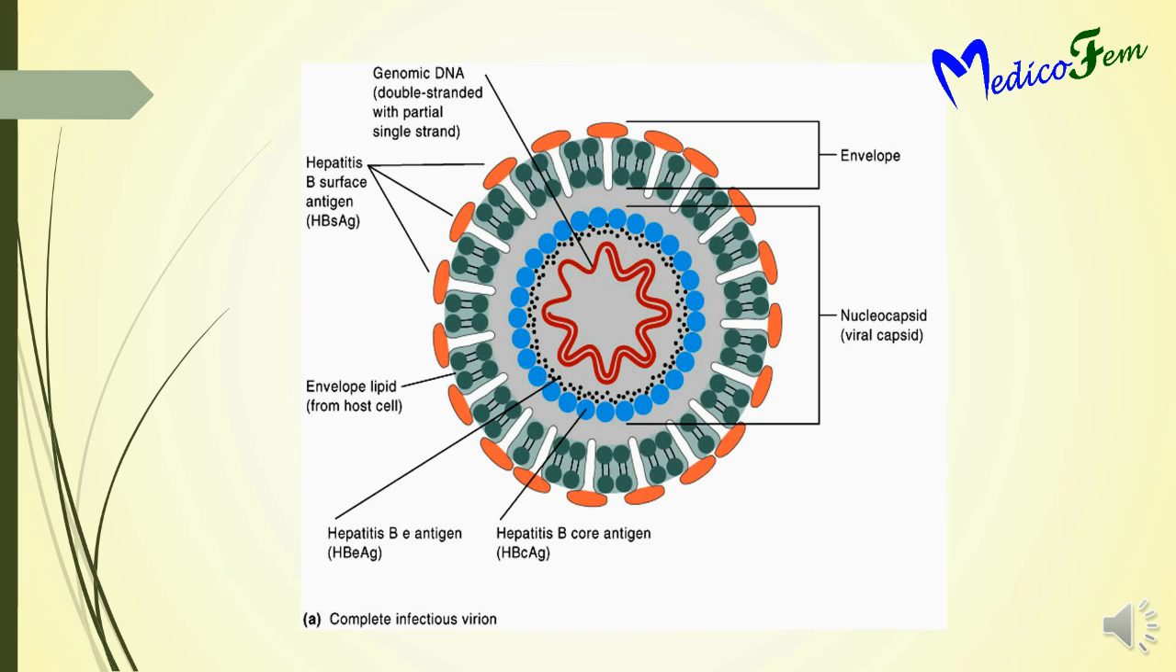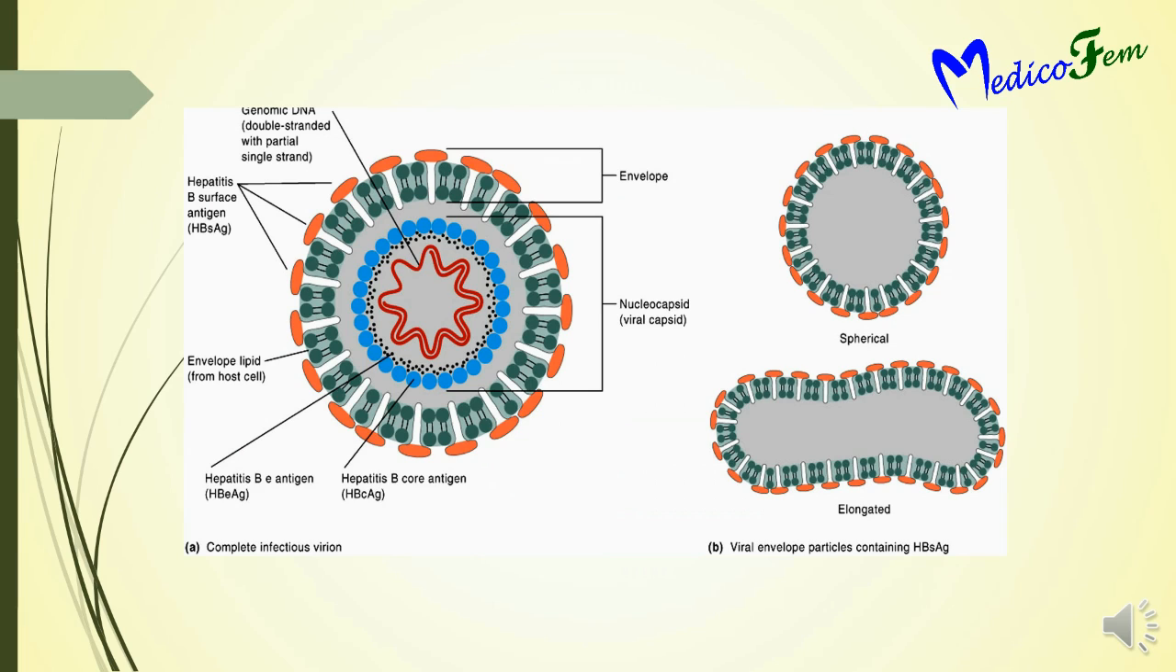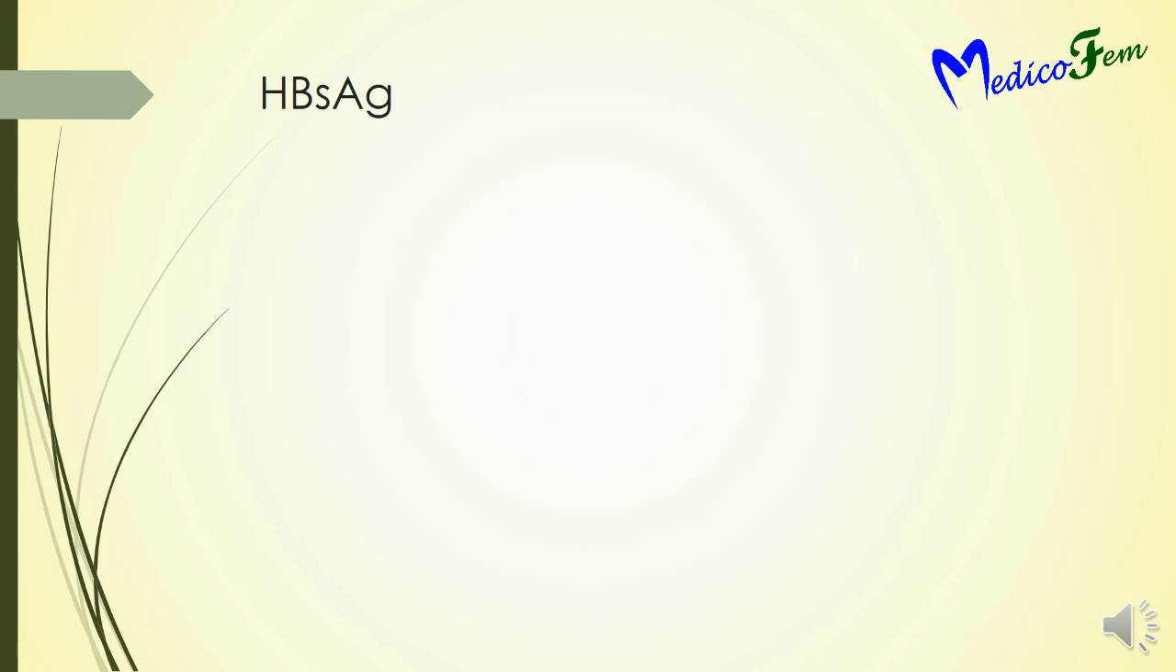These are all surface antigens, and this is the phospholipid layer of the envelope that comes from the host hepatocyte. So this is the complete structure of the Dane particle, the complete virion. This is the electron microscopic photograph of a Dane particle. This is the Dane particle, and these are tubular viral particles. This is an elongated viral particle, this is a spherical viral particle, and this is the complete virion, the Dane particle. Surface antigen.